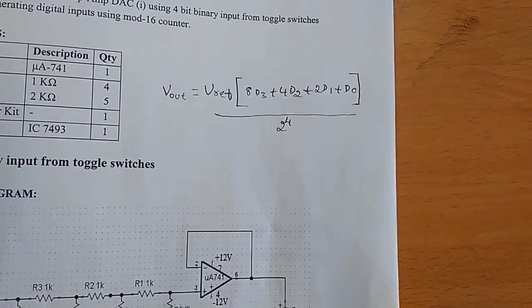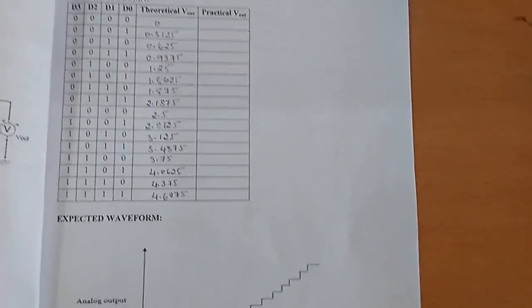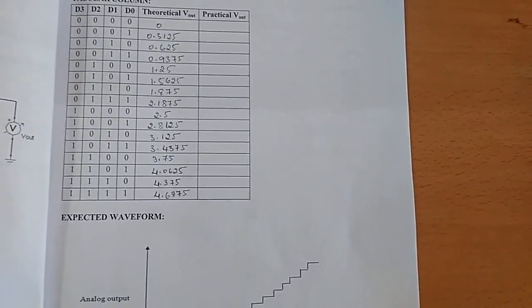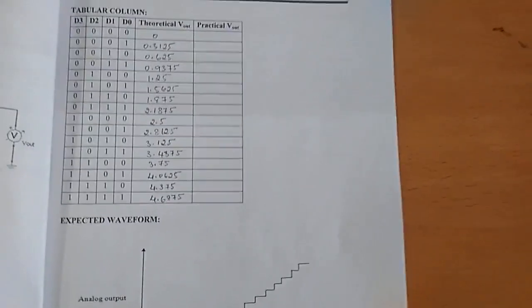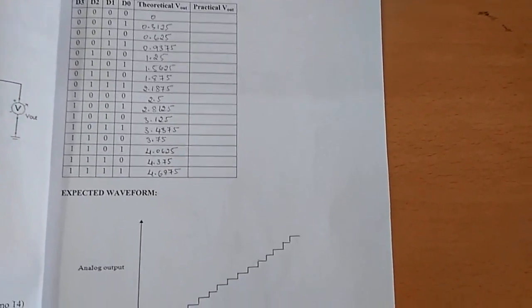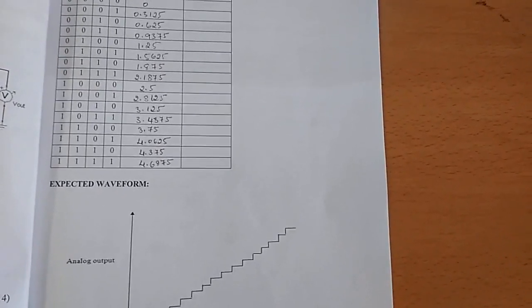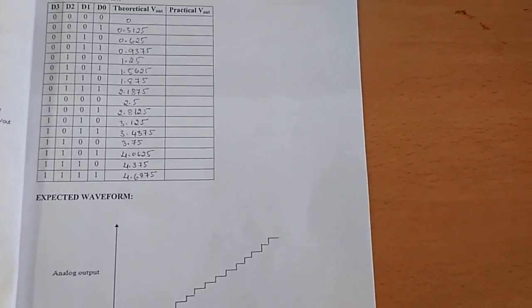The reference voltage is selected as 5 volts in my case, and accordingly I have calculated the values. What is the expected output for this circuit? As you can see over here, when all bits are 0, the output is 0. When 0001 is applied, it is 0.3125. When 1111, the last state, is applied, I'm expecting 4.6875 volts. The practical voltages we have to note down in the other column.